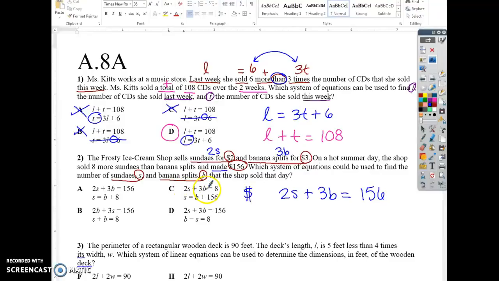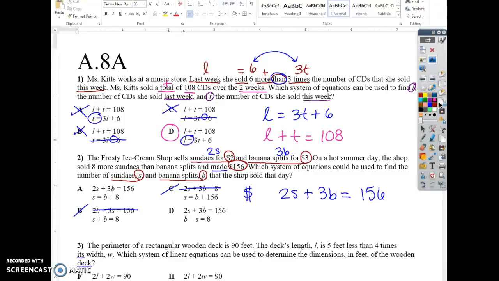Let's go eliminate some wrong answers. This one says 2S plus 2B equals $8. They did not make $8. And this one says 2B plus 3S. It's not $2 for the banana splits. It's $2 for the sundaes. So this one's out as well. Okay, so that eliminated 2 answers, B and C.